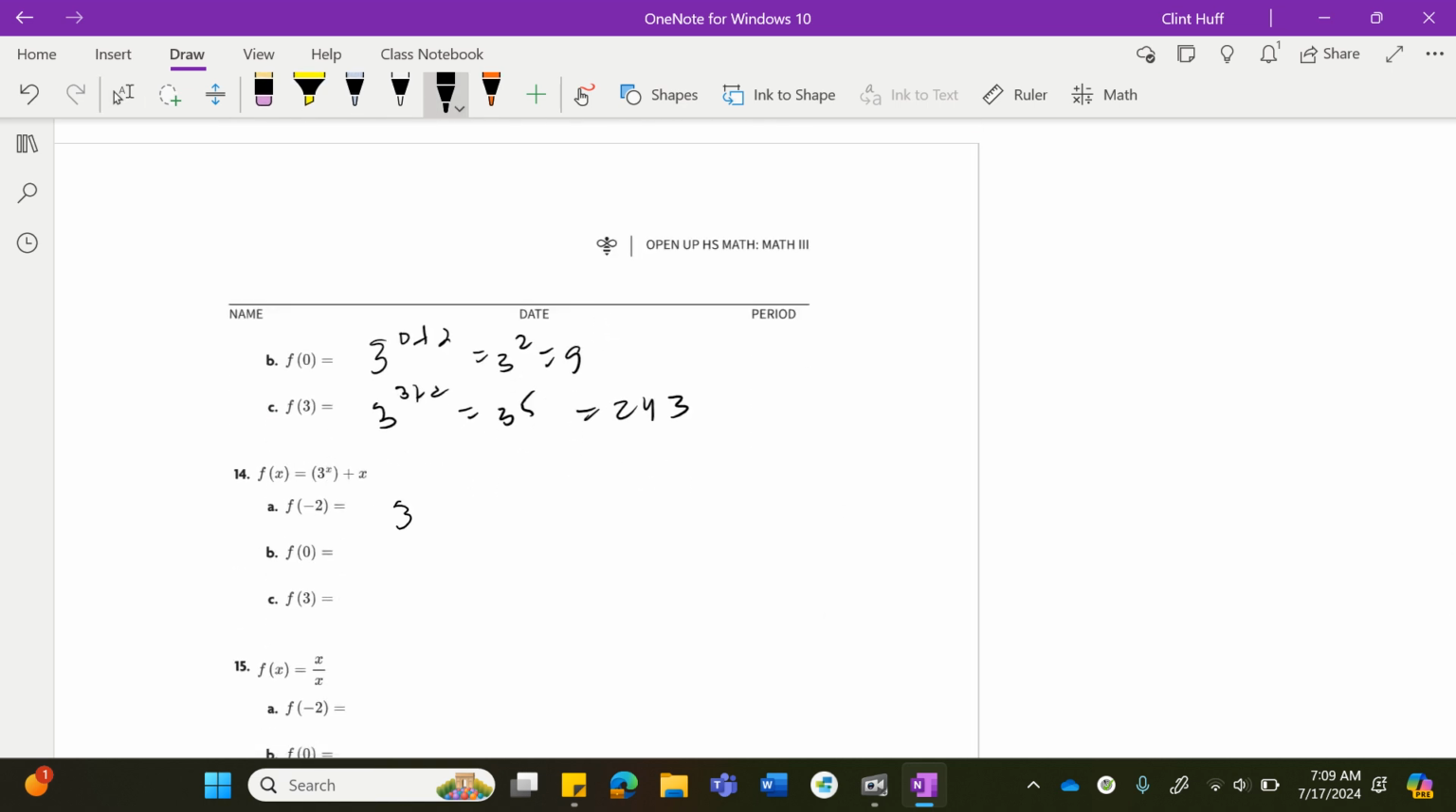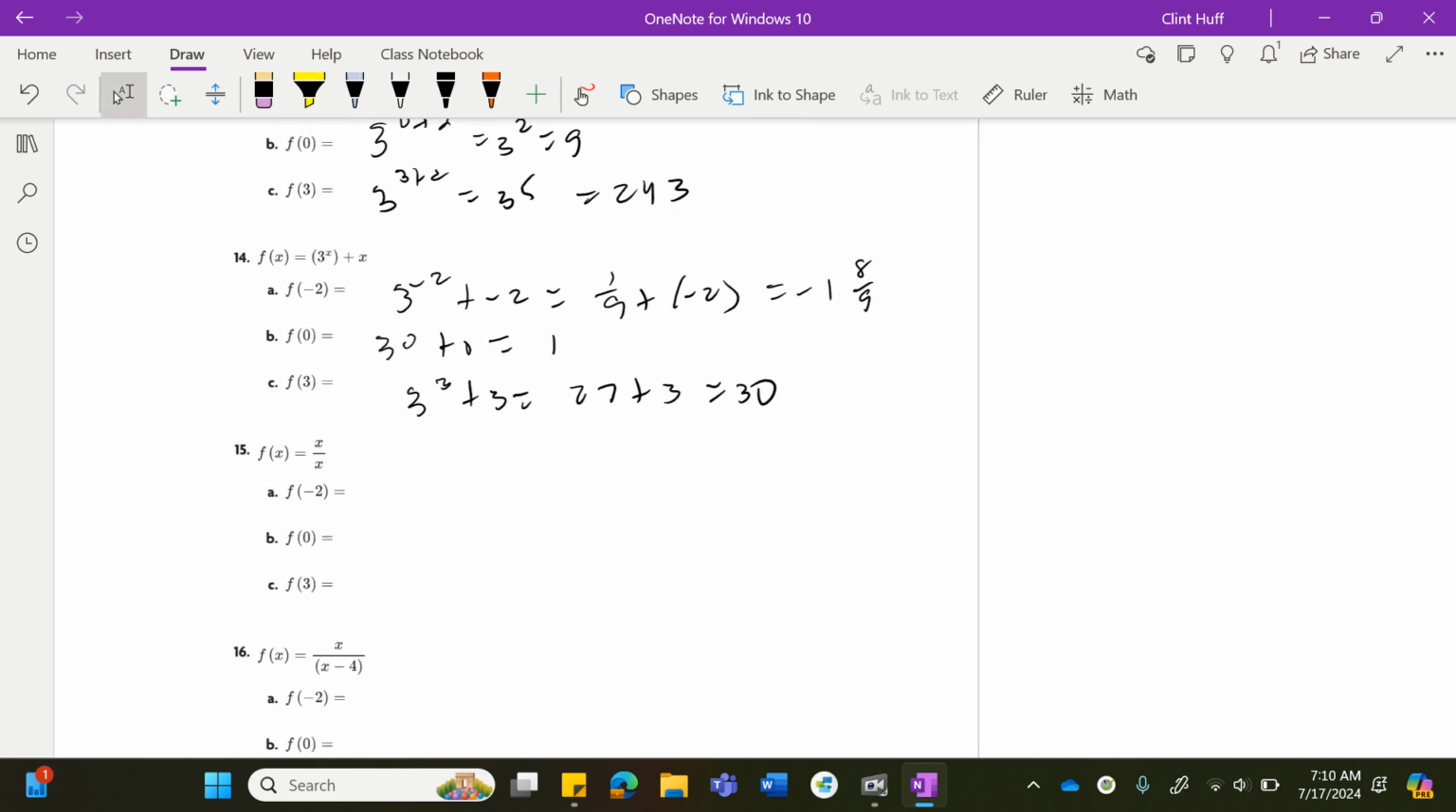All right, the next one's going to be 3 to the -2nd plus -2. And that is what? 1/9 plus -2, which would be what? -1 and 8/9. F at 0 is going to be 3 to the 0 plus 0, which is 1. And the last one here is going to be 3 to the 3rd plus 3, which is 27 plus 3, which is 30.